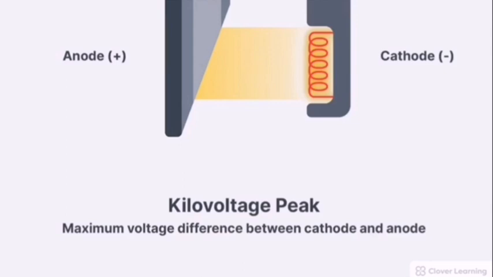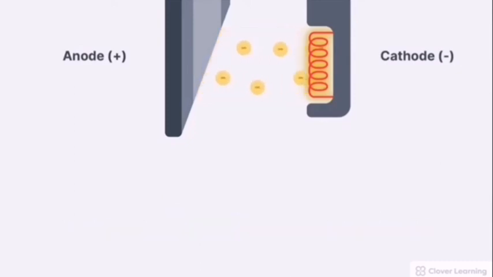The kVp describes the maximum voltage difference between the cathode and anode during the X-ray exposure. This voltage difference is very important because this is what forces the electrons to move across the X-ray tube. The electrons at the cathode are negatively charged. The anode is positively charged. Since opposites attract, the negatively charged electrons are drawn across the X-ray tube and collide with the positively charged anode. Without the kilovoltage applied to the X-ray tube, the electrons would not move and no X-ray production would take place.